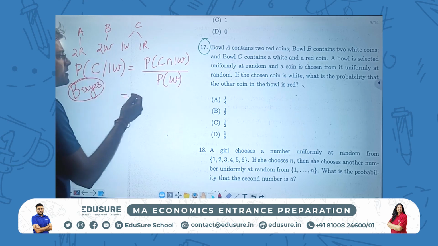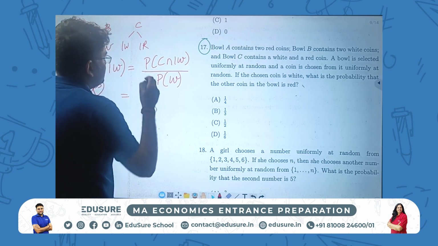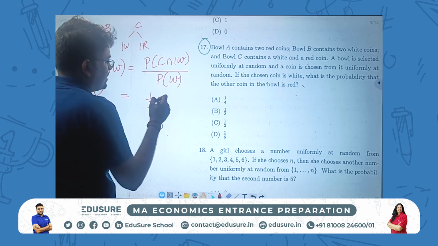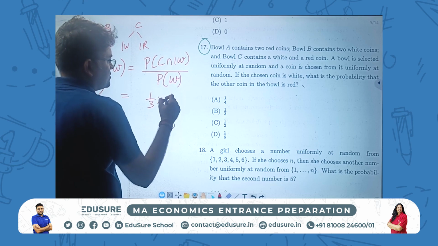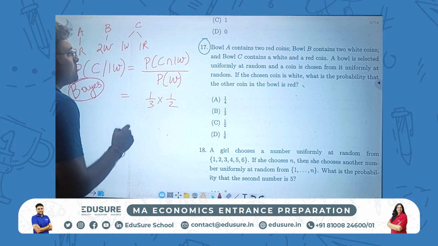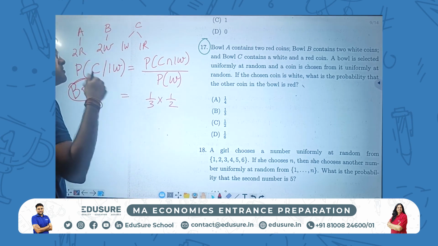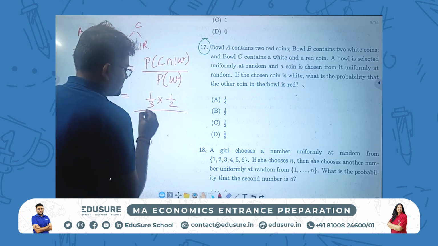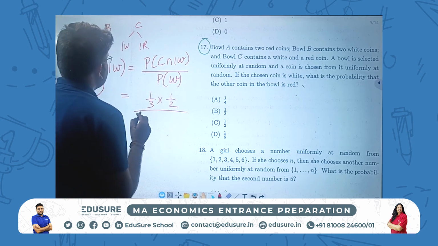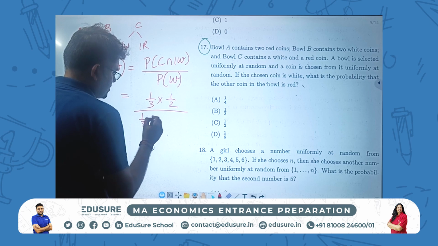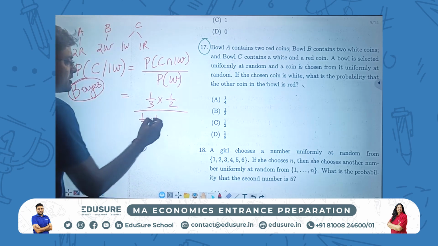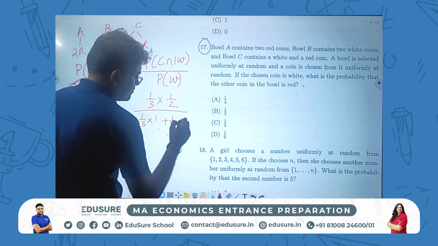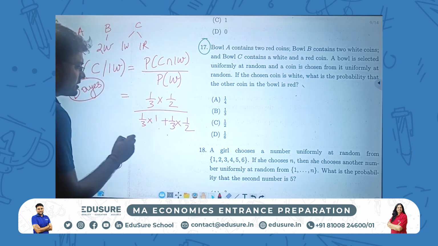Okay, let's do it. So picking bowl C is 1 by 3. Picking 1 white from C is 1 by 2, because I have to pick from 2 coins, 1 white, so the probability of that is 1 by 2. Picking a white can happen from bowl B, where the probability is 1 because both are white, or from bowl C, where the probability of selecting is 1 by 2 again.